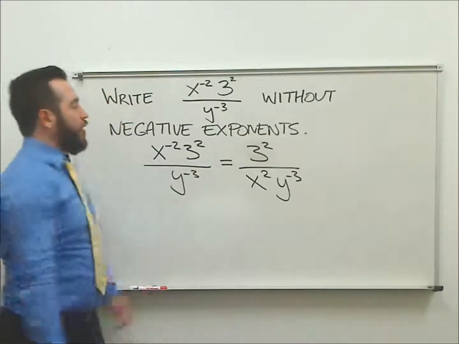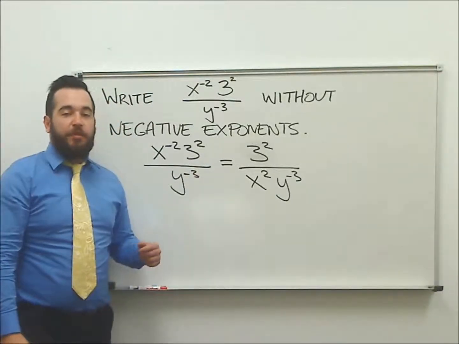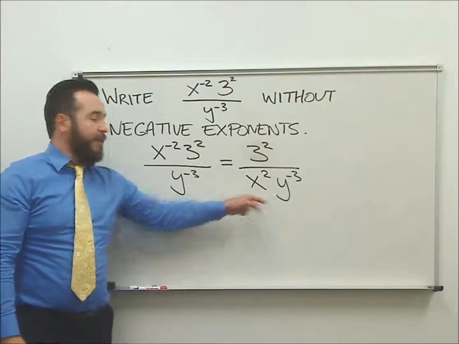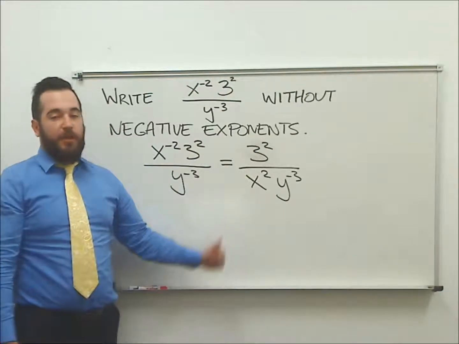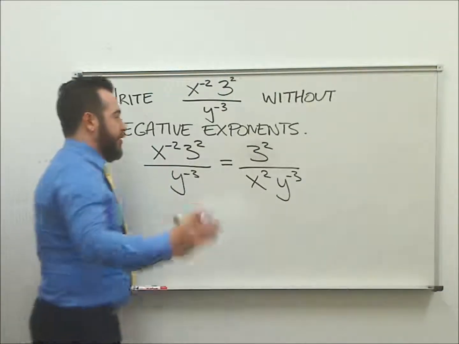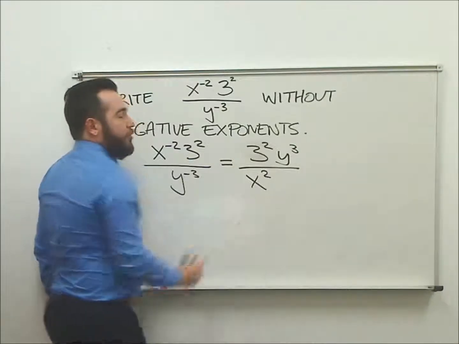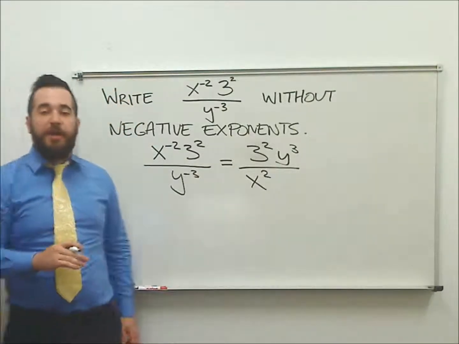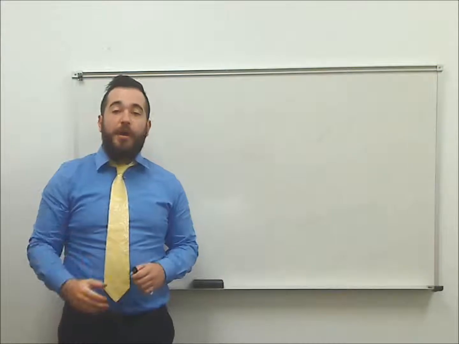All right. Got one more negative exponent to deal with, y to the negative third, and it's in the denominator, so its negative exponent is going to move it up to the top. So there we go. We rewrote the expression without negative exponents. Now, what about fractional exponents?